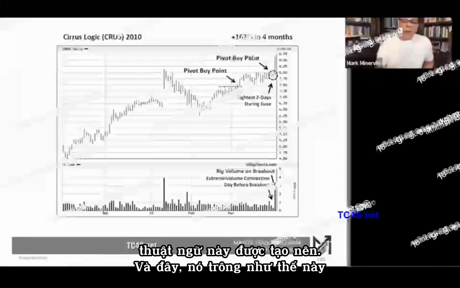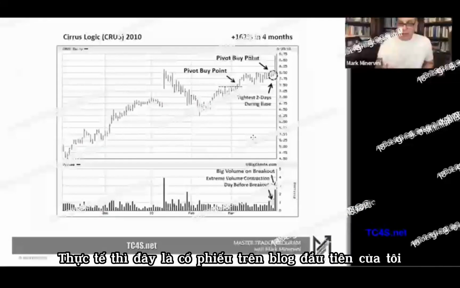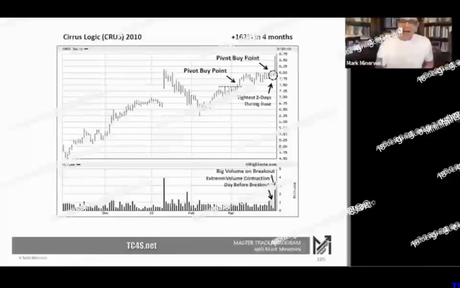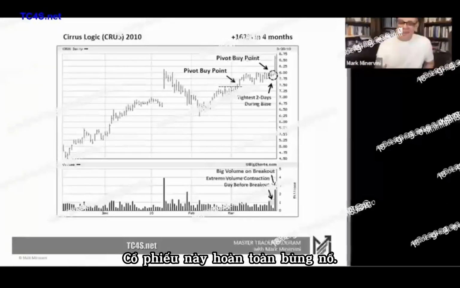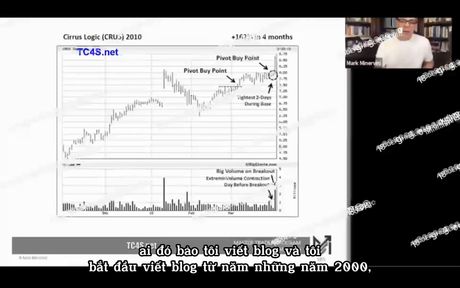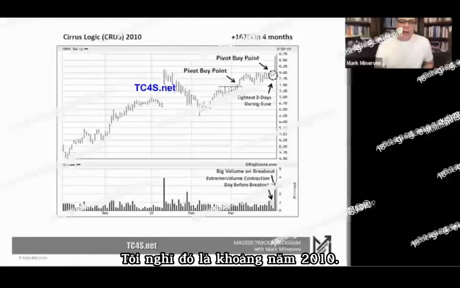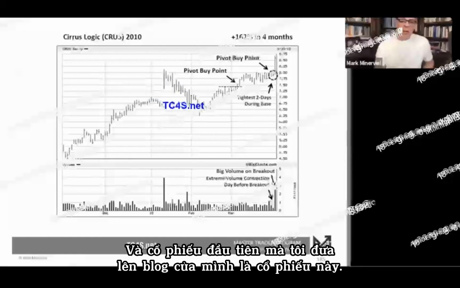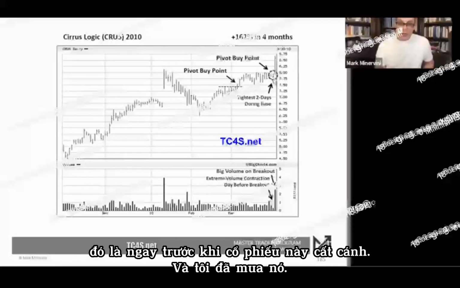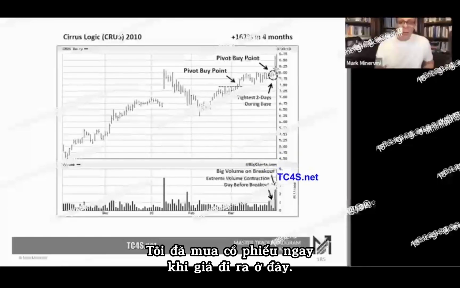So here's how it looks. And this was a stock that, actually, this was on my very first blog, right, Mark? You remember this? I remember this one very well. Yes. This stock absolutely blasted off too. It did, yeah. I started a blog. Someone told me to blog, and I started blogging back in 2010, I think. And the very first stock that I put on my blog was this stock, but it was at this point right here. It was right before this took off, and I bought it. I bought the stock right as it came out here.